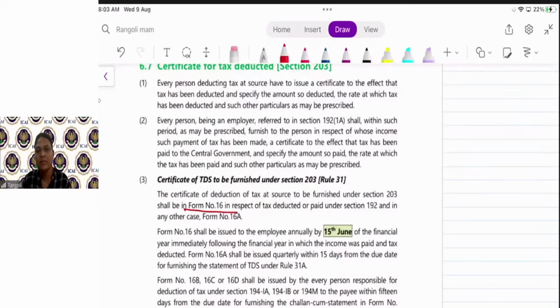And other than salary, if under any other section your TDS is deducted, then the payer will issue form number 16A. Form 16 is issued by the employer to the employee annually by 15th June after the financial year. Obviously, Madhav, it is the responsibility of the payer to deposit TDS within the due date. He failed to deposit the same, so the interest liability should be borne by the payer only. Why should the payee bear it? Clear, Madhav?